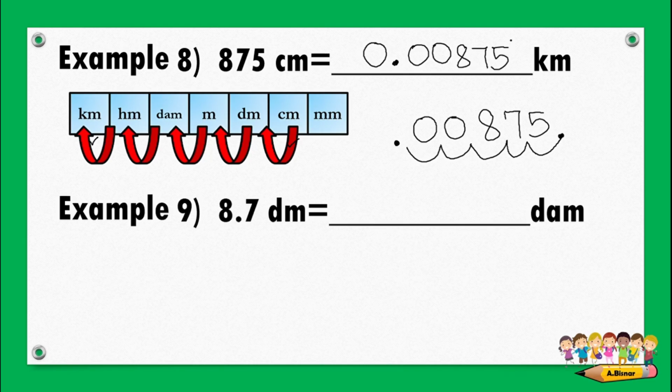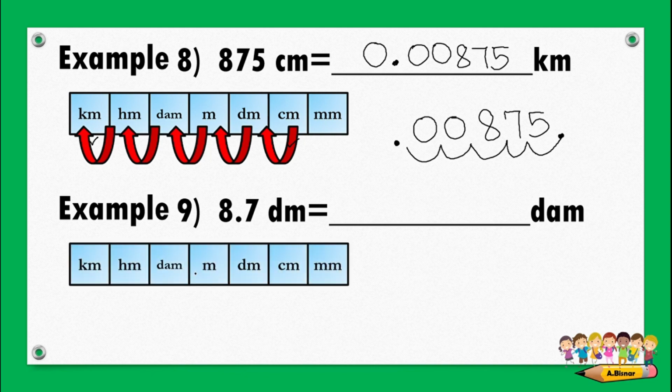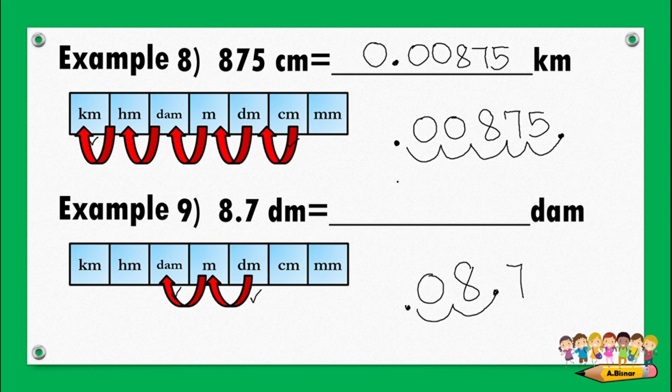And for the last one, let us convert 8.7 decimeters to decameters. So let us write the given, 8.7. So from decimeter to decameter, there are 2 movements. So we will move this 2 times to the left. 1, 2. Again, before we write the decimal point, we must have 0 first. So 0.087. And that's it.